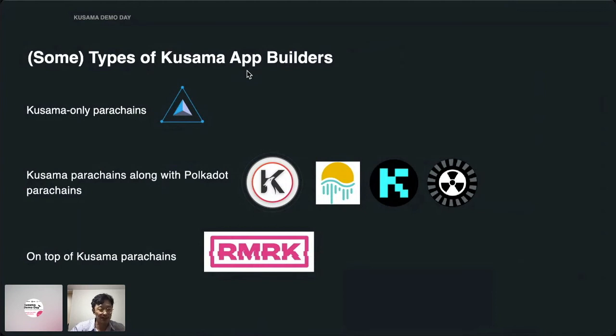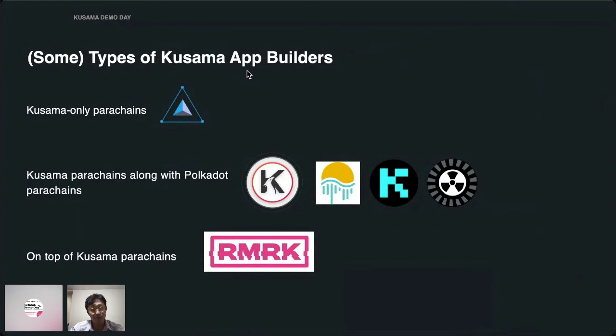Right now, the broadest subset of Kusama builders are still people who are building Kusama parachains to go along with their Polkadot parachains. These are most of the well-known builders in the ecosystem, like Kilt, Moonriver, Kalamari, and Genshiro, for example. The reasons why people would want to build Kusama parachains along with their Polkadot parachains are manifold, right?